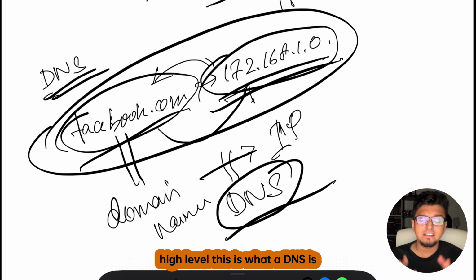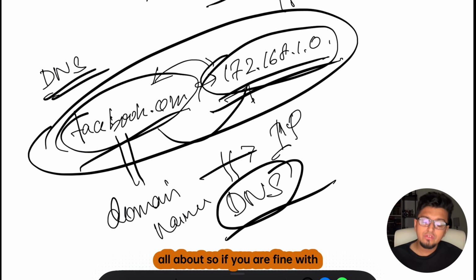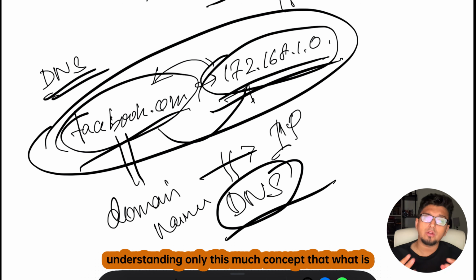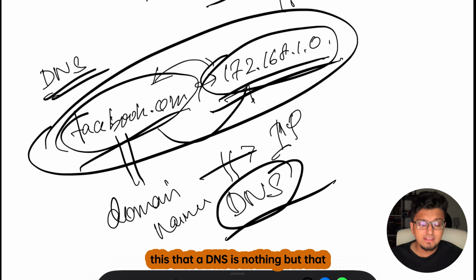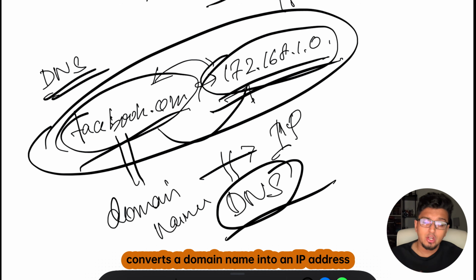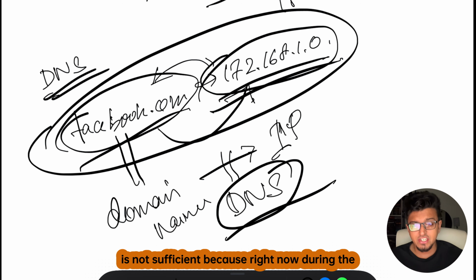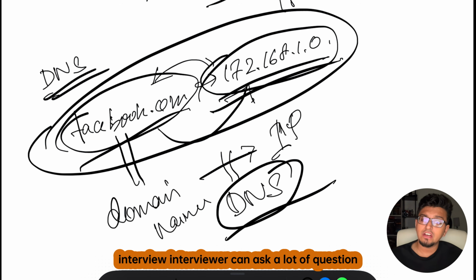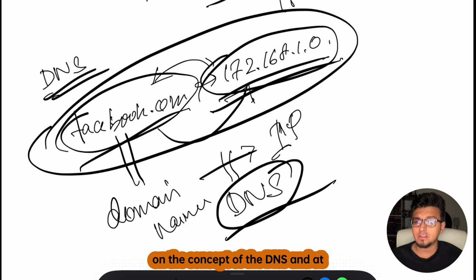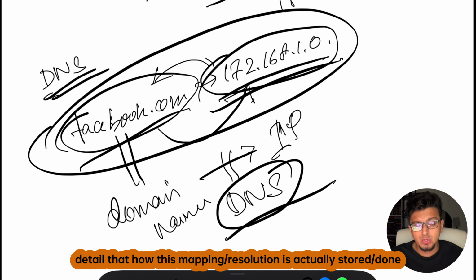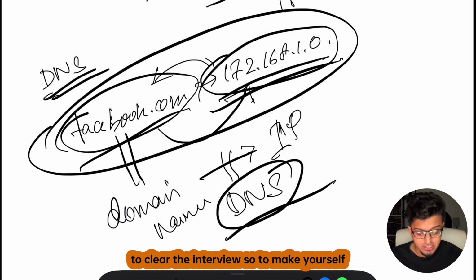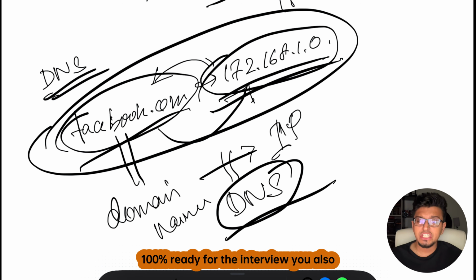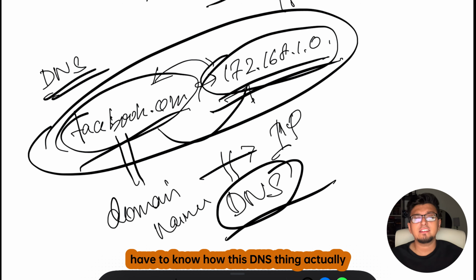So on a very high level, this is what our DNS is all about. If you are fine with understanding only this much, that is what a DNS is, then this is what our DNS is all about. But believe me, knowing only that DNS converts a domain name into an IP address is not sufficient, because during the interview, the interviewer can ask a lot of questions on the concept of DNS, and at that time, if you do not know in detail how this mapping is actually stored and how this resolution is actually happening in the backend, then you might not be able to clear the interview.